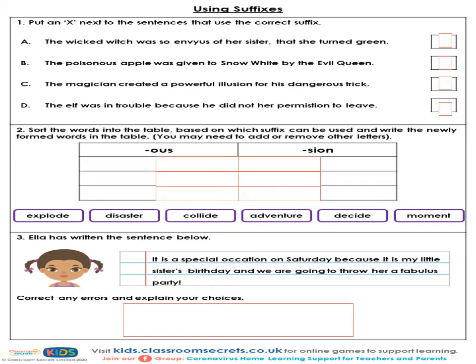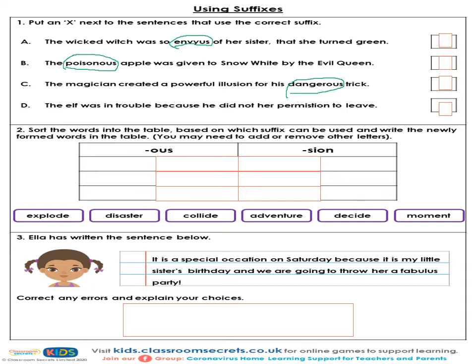You're looking at A, the wicked witch was so envious of her sister that she turned green. The word you need to decide whether it's right or wrong is envious. B, the poisonous apple was given to Snow White by the evil queen. We're looking at poisonous. C, the magician created a powerful illusion for his dangerous trick. We're looking at dangerous.